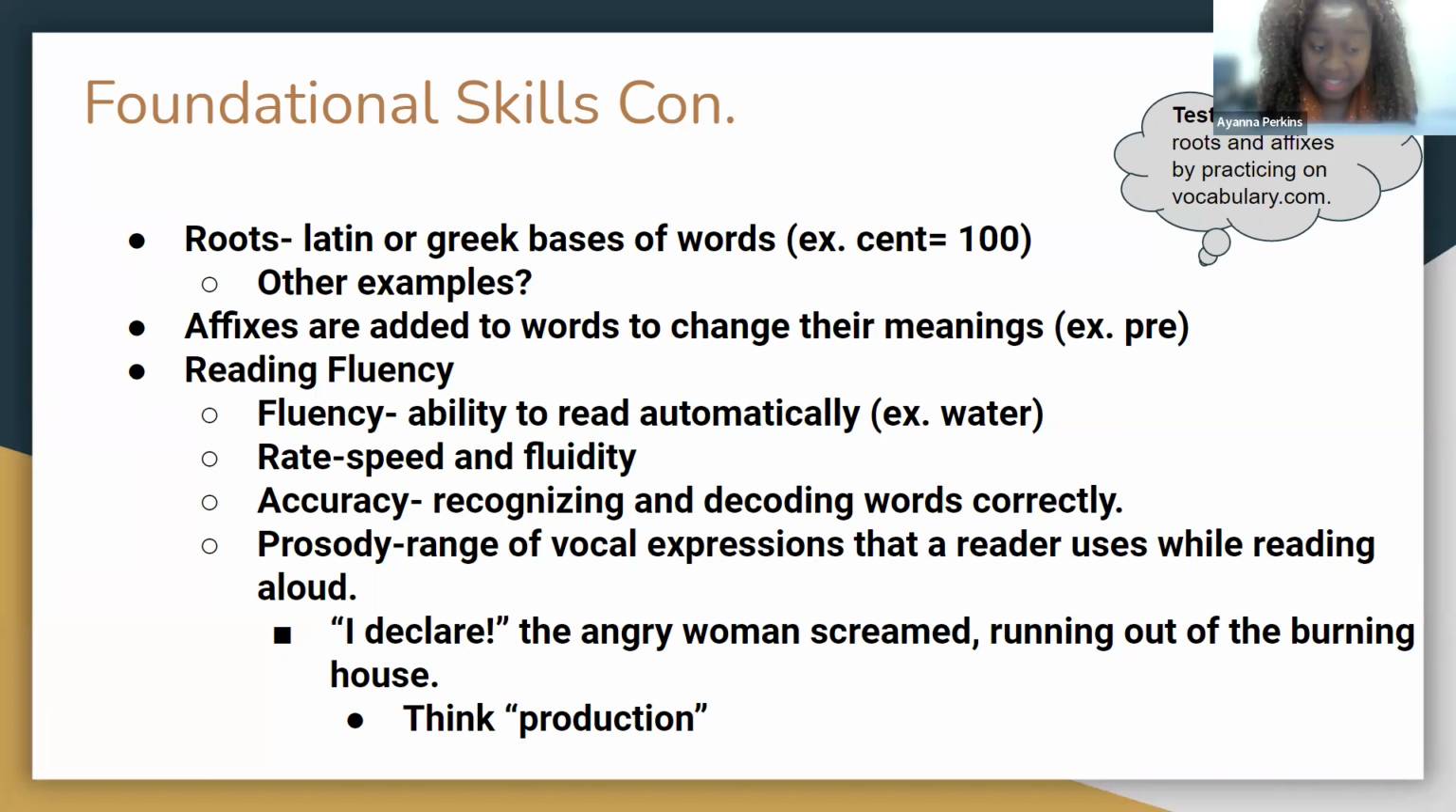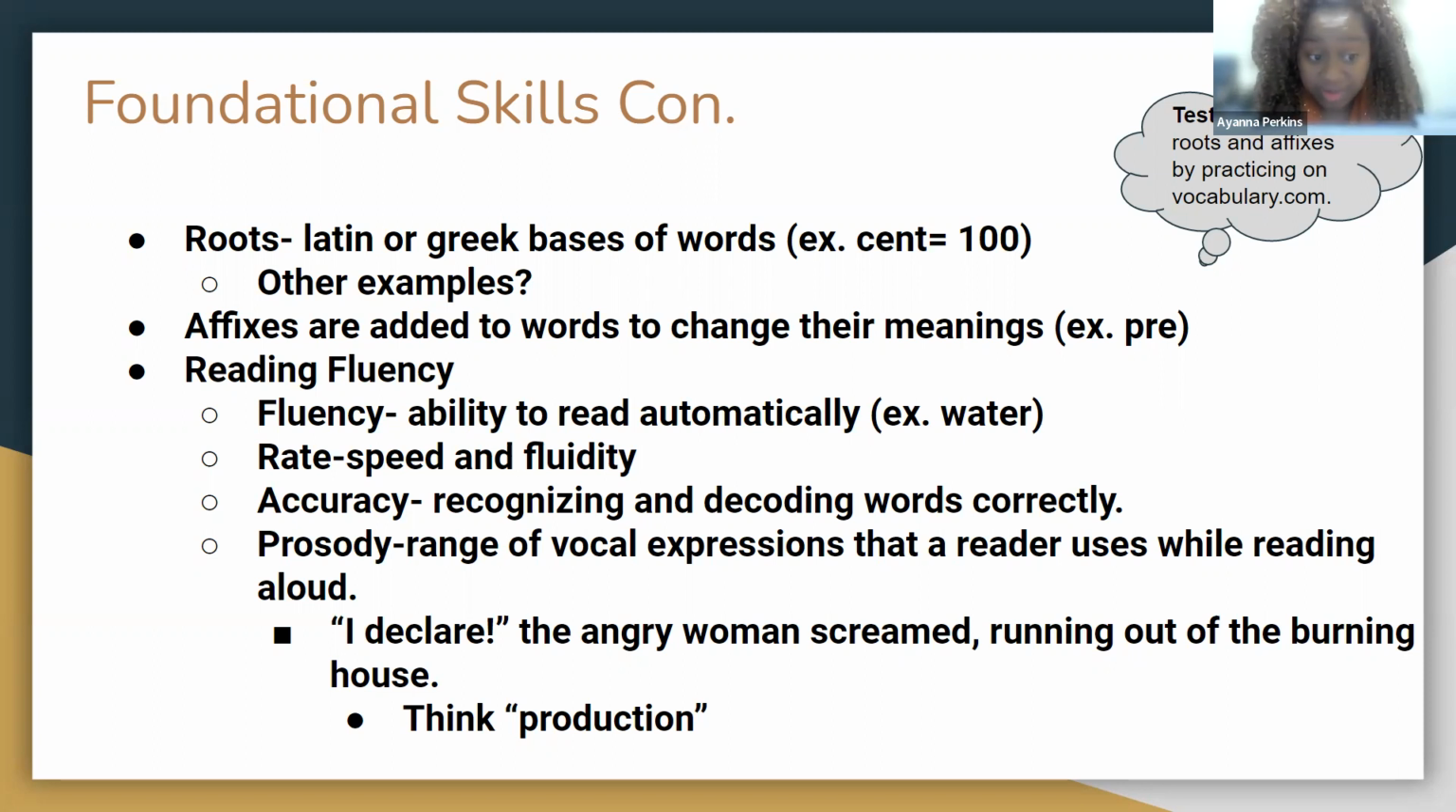They are bases of many words. You have affixes that are added to words to change their meanings. For example, you have pre. Pre can be added to the beginning of a word and change the meaning of the word. Let's take view, for example. If I say preview, that means something different than review, right? So that's the function of those root words. When students learn these and when you teach them these, it helps them unlock words they may not otherwise know the definition of when they see them.